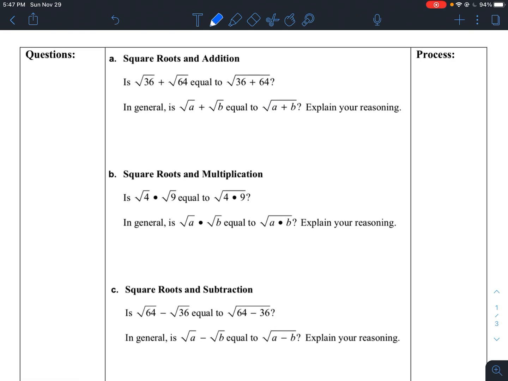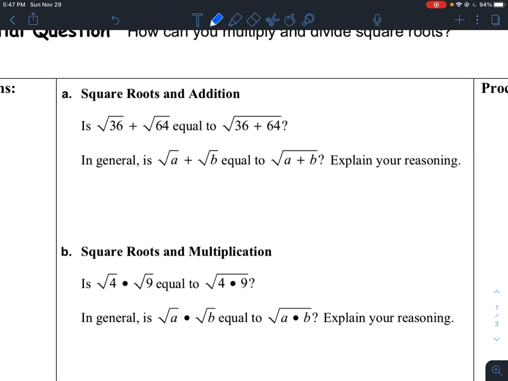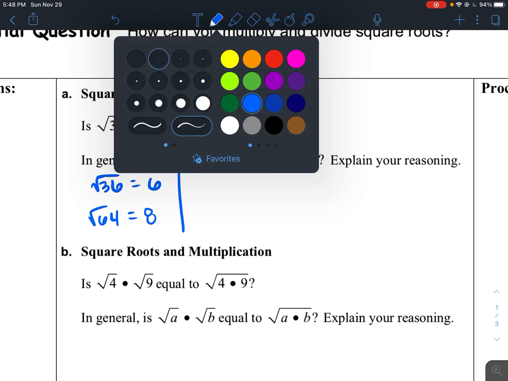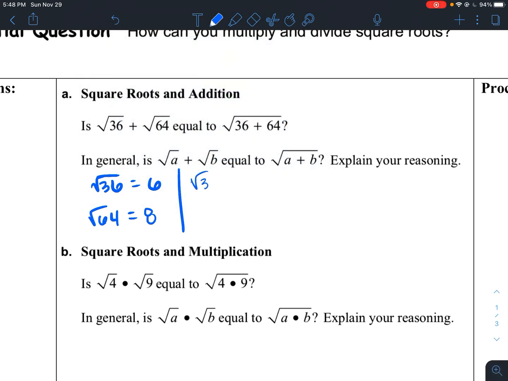First of all, let's go ahead and give this a shot. Let's take the square root of 36. If you have your calculator, you can do that, but if you know it off the top of your head, you should know that this is equal to 6. The square root of 64 is equal to 8. So let's do the square root of 36 plus the square root of 64. That's the same thing as 6 plus 8, which is equal to 14.